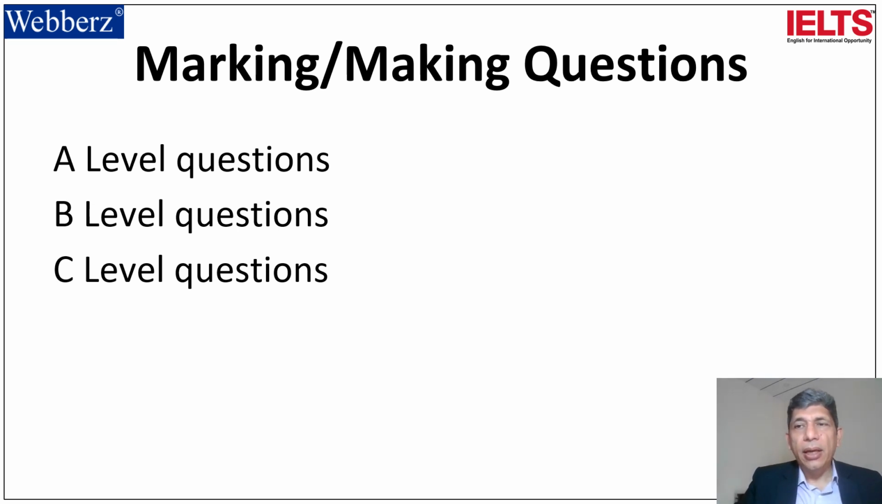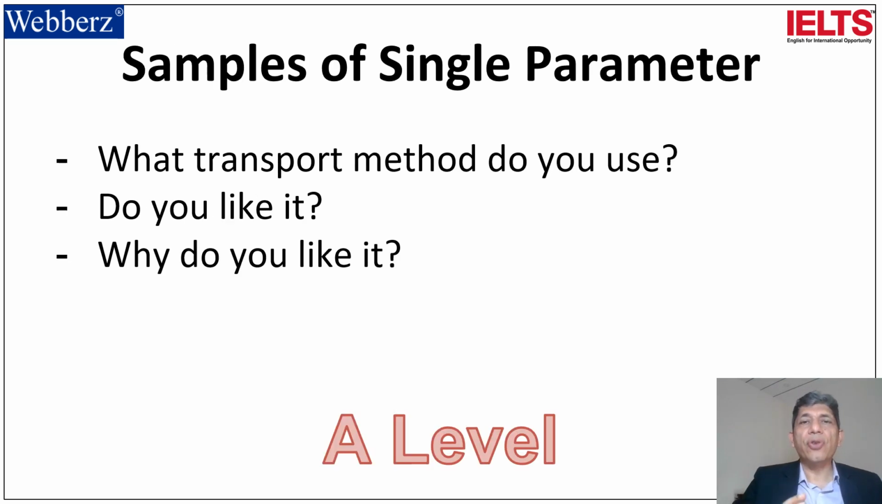Marking. Now the marking is based on the question level. If the question is A level, you get marks as per A. If it's B level, you get marks as per B. If it's C level, you get marks as per C. Now let us try and make some questions of A level. What transport method do you use? Do you like it? Why do you like it? Very simple, very straightforward questions.